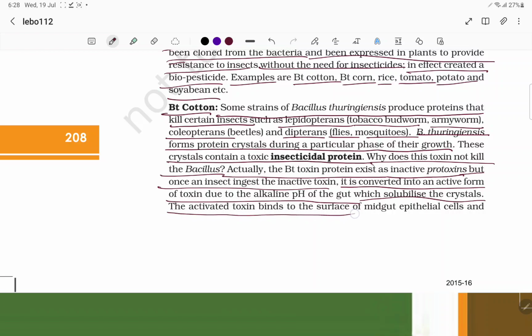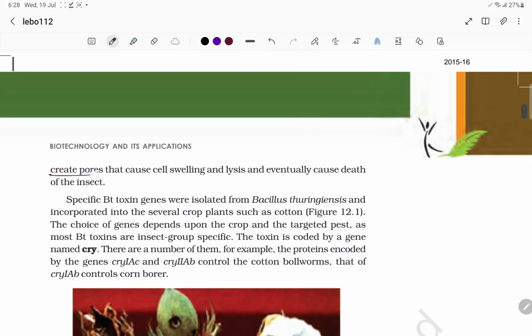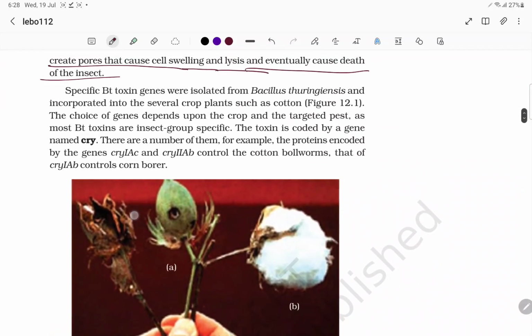The activated toxin binds to the surface of mid-gut epithelial cells and creates pores and causes cell swelling and lysis and eventually causes the death of the insect. The specific Bt toxin genes are isolated from Bacillus thuringiensis and incorporated into several crops.